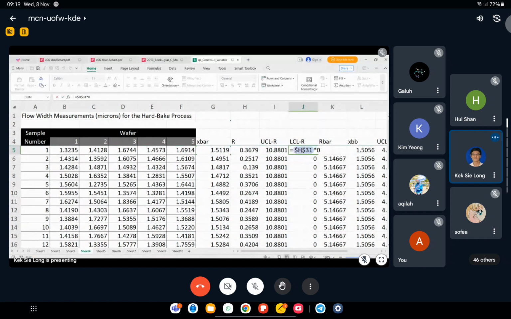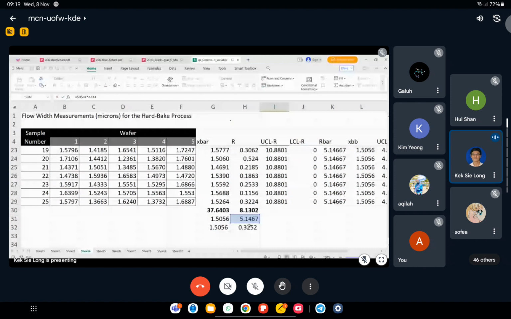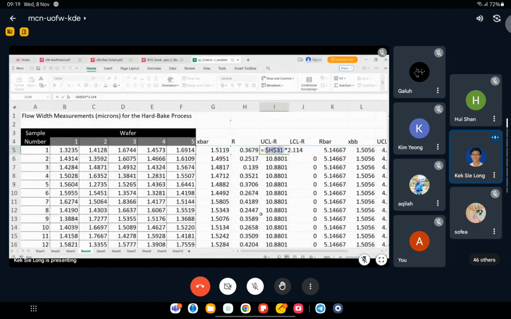Okay, so you just simply type the command like this. Okay, I repeat. This is the command for UCL. Just simply type R bar, which is at $31. This value, you see, $31. So we want to fix the value at $31 because we want to read this value. Okay, we will fix this value. I mean, we will take this value from $31 and we won't change the position. So we should put the dollar sign.